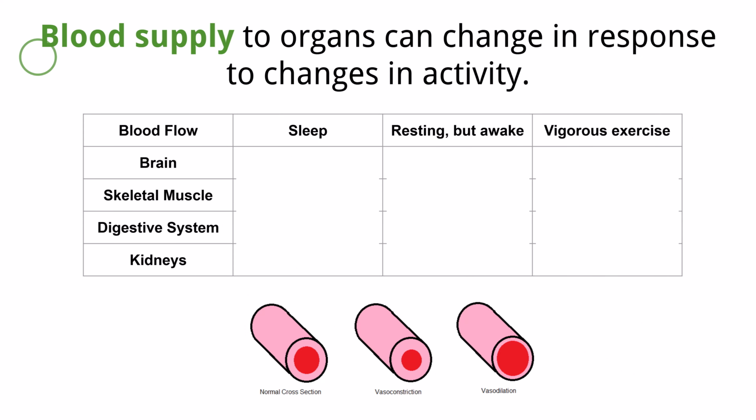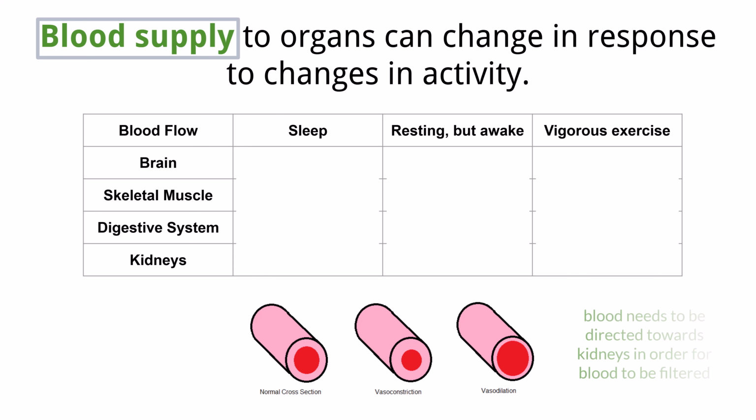Finally, let's look at how blood flow to organs changes depending on the body's activity. In order for the kidneys to do their job, blood flow needs to be directed toward the kidneys. But our bodies can actually change the flow of blood to certain organs using vasoconstriction and vasodilation. This occurs in the arterioles, or the blood vessels that serve an organ.